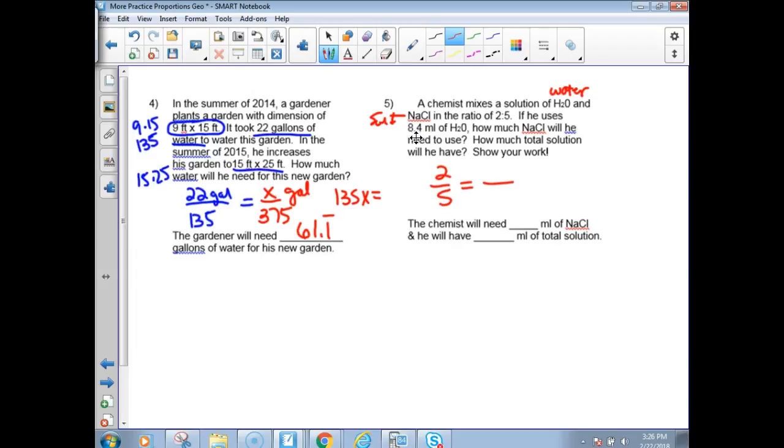All right, if he uses 8.4 milliliters of H2O, is that going to go up top or bottom? Top, because I got the H2O on the top over here. All right, and I want to find out how much NaCl he's going to use. 2 times X would equal 5 times 8.4, which is 42. And then we divide by 2 and get 21 milliliters of NaCl. That will give him a total of how much stuff? Yeah, 21 plus 8.4 would be 29.4 milliliters of liquid.